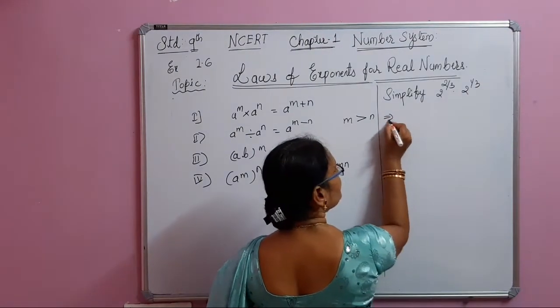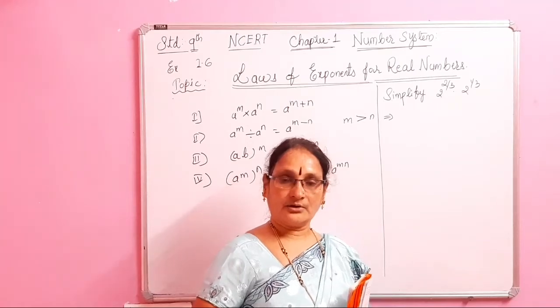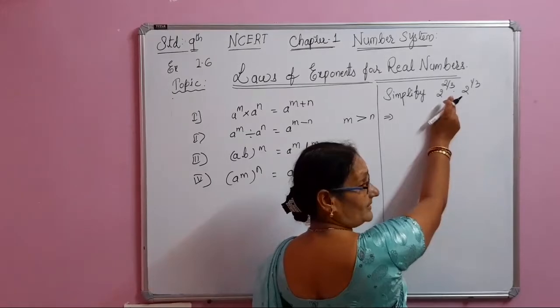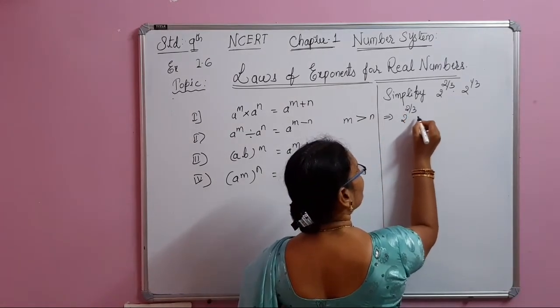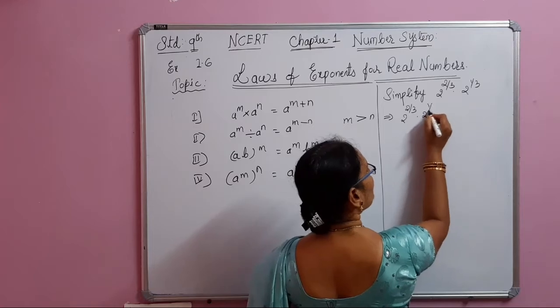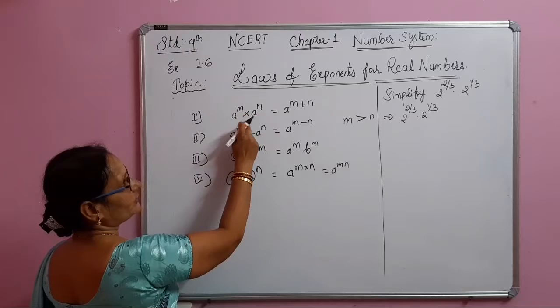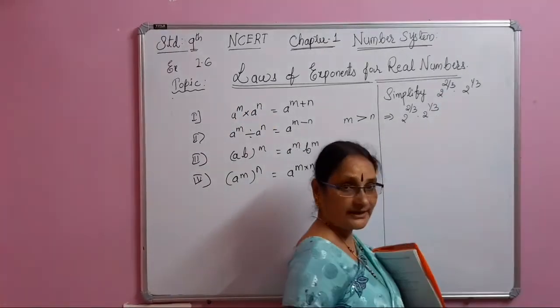See here students, you observe the bases are the same. Then the powers must be added, since in multiplication, the dot means multiplication. 2 to the power 2 by 3 into 2 to the power 1 by 3 is in the form of a to the power m into a to the power n. Here bases are the same, so powers must be added.